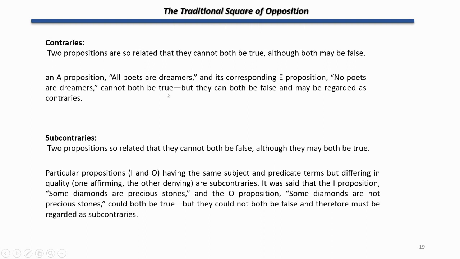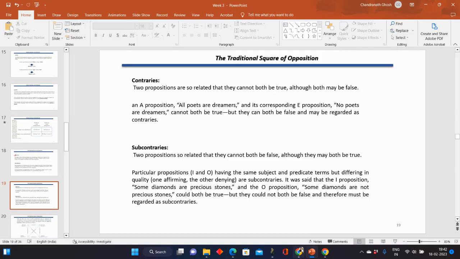Like, all poets are dreamers can be false, and no poets are dreamers can also be false. But at the same time they both cannot be true. So these are the contraries between A and E.